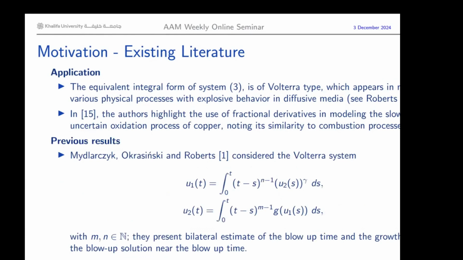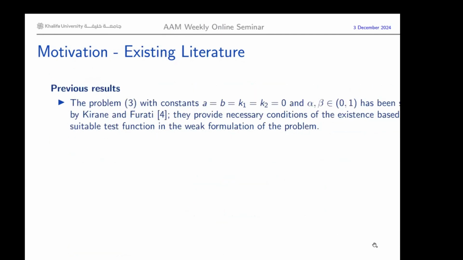What about the previous mathematical results? So before, Midlarczyk, Okrasinski, and Robert considered the following Volterra system, which looks like our system, but here they take the powers of the kernel n and m, where n and m are integers. There they present the bilateral estimates of the blowing up time and the growth rate of the blow up solution near the blowing up time. Now, the analysis for the fractional case, the fractional powers alpha and beta, is studied by Professor Mokhtar and his collaborator. There they take the case A, B, K1, K2 to be equal to 0.